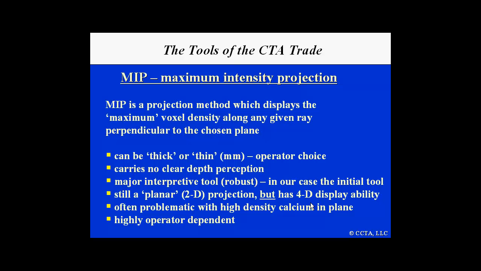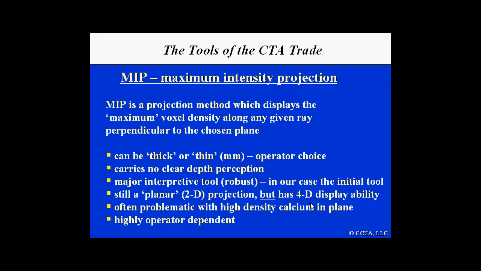A MIP, maximum intensity projection. This is a projection method which displays the maximum voxel density along any given ray perpendicular to the chosen plane. It can be thick or thin and is measured in millimeters. It carries no depth perception. It is still a major interpretive tool because of the robustness in application.